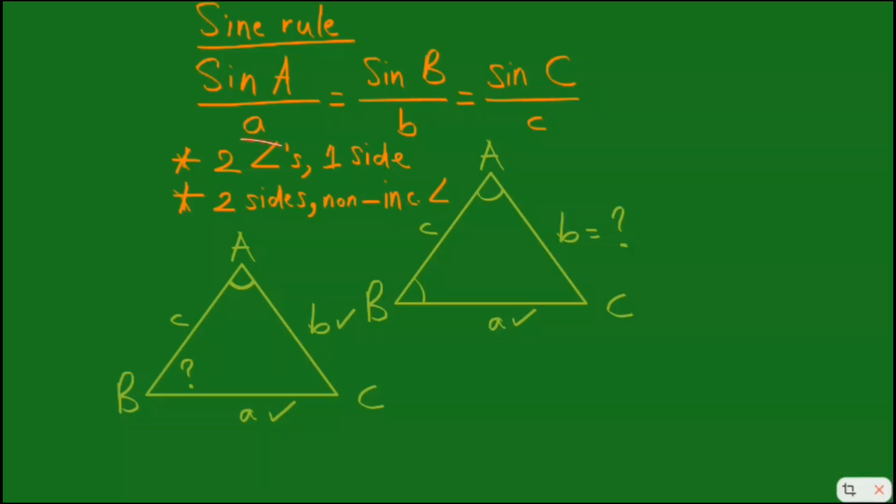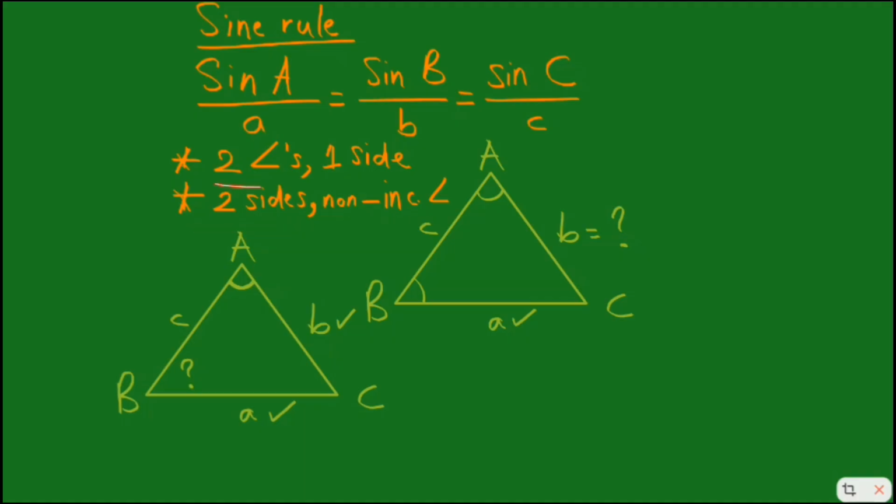Sine rule. The formula for sine rule is sine angle A divided by side A, which is equivalent to sine angle B divided by side B, which is also equivalent to sine angle C divided by side C. Now, for us to apply sine rule, we must have two angles and one side, or two sides with a non-included angle, or both.